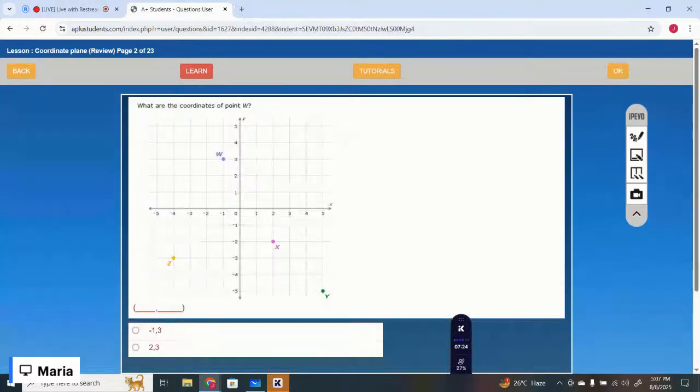What are the coordinates of point W? So here is point W. The x coordinate is -1 and the y coordinate is 3. So option number 1 is that, -1, 3.